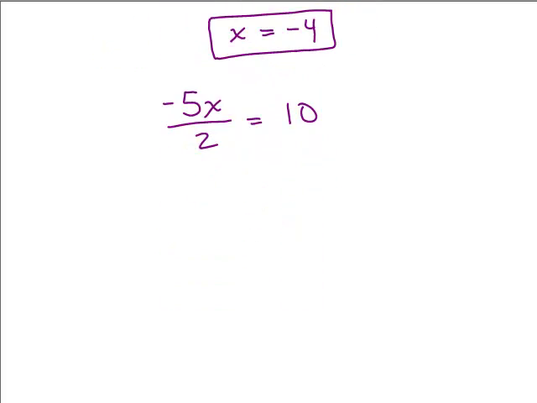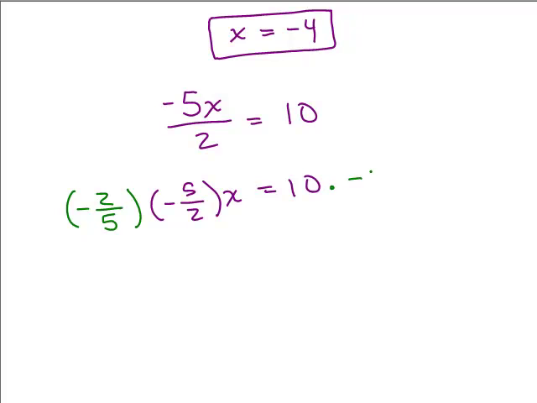Another approach is to think of this negative 5 over 2 as the coefficient of x, which it could be written that way, as negative 5 halves x equals 10. You don't have to write it that way, but you could think of it that way without writing it, and then multiply both sides by the reciprocal of that coefficient. Remember, since the coefficient's negative, you want to put a negative sign for the reciprocal, so negative 2/5.